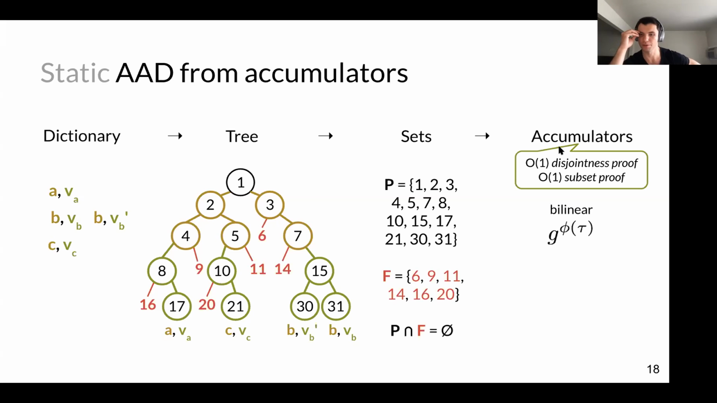And there's 2 constructions we can use for this. One is called the bilinear accumulator. So this commits to a set by representing the set as a polynomial. The polynomial has roots at every element in the set. We won't go into details about how that works too much.